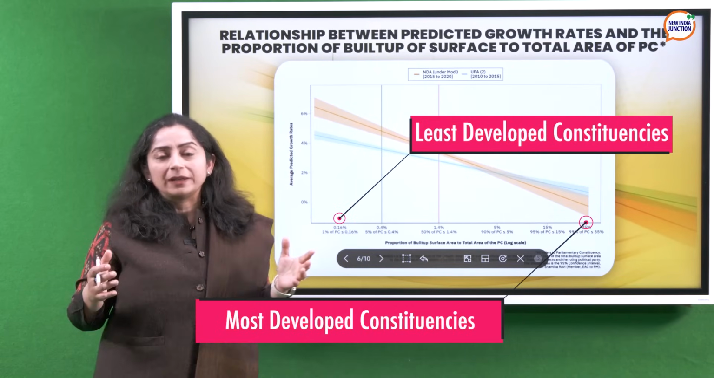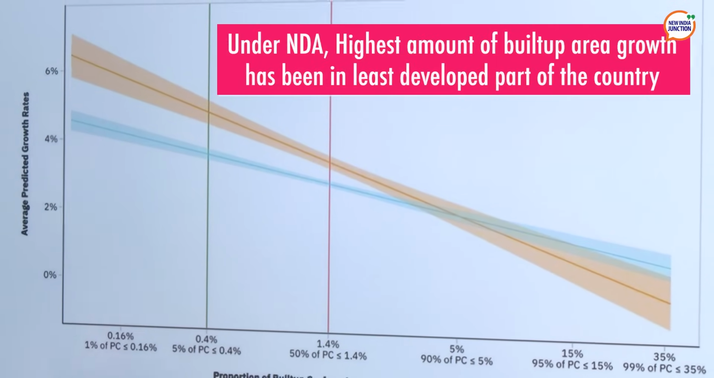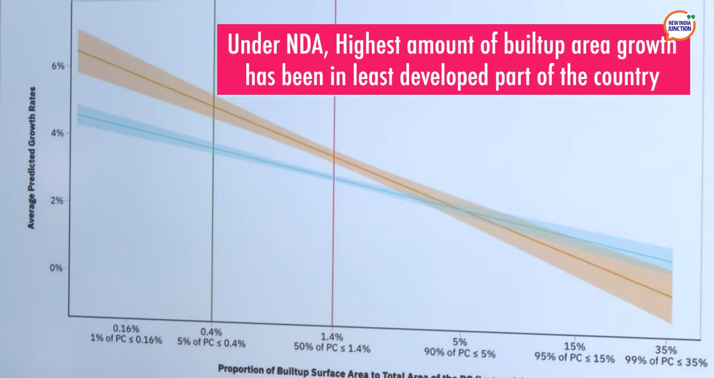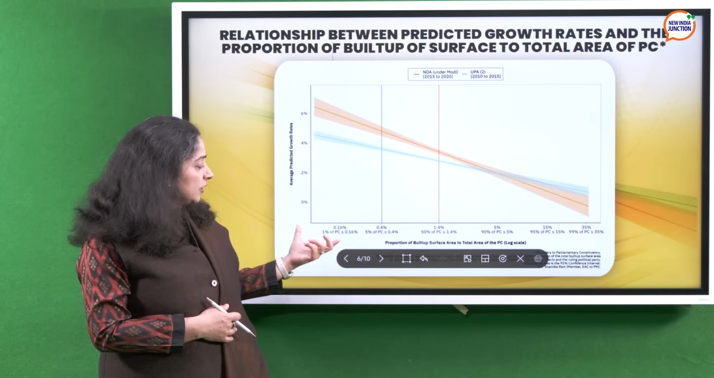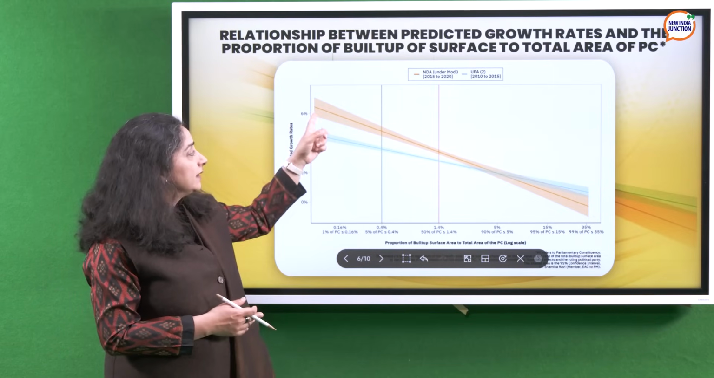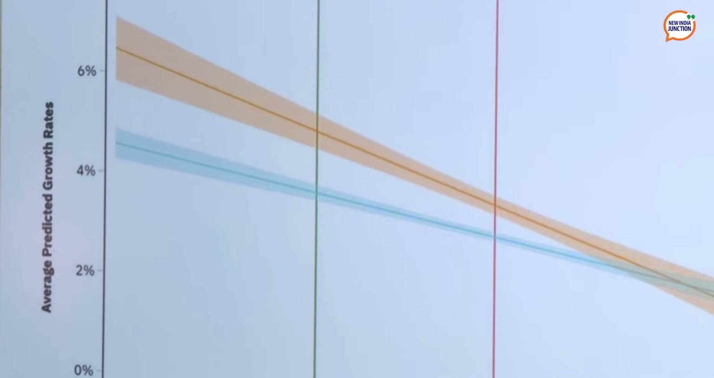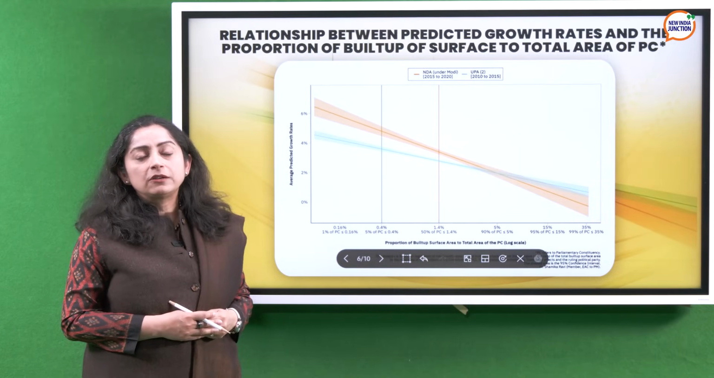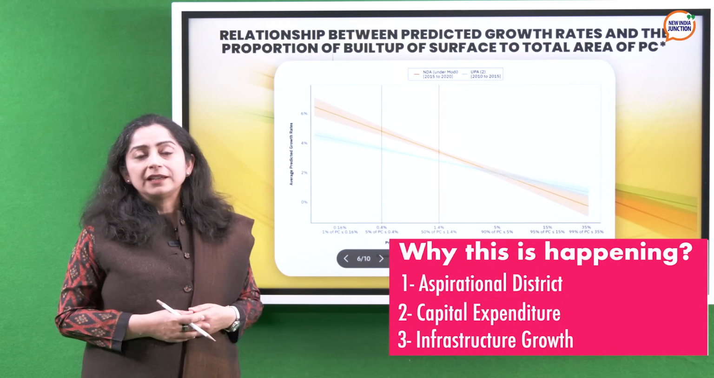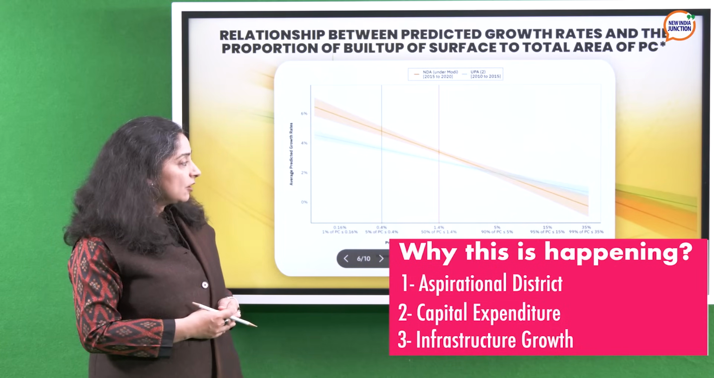If you look at the performance of the two administrations over the last 10 years, you will notice that under the NDA from 2015 onwards, the highest built up area growth has happened in the least developed parts of the country. Those constituencies which are relatively underdeveloped, remote and rural in nature, have seen the highest increase, above 6.5% annualized growth in constructed area. This is not a surprising result if we think of the aspiration districts program or the focus over the last several budgets on capital expenditure for infrastructure growth in some of the most remote and far-flung areas of the country.